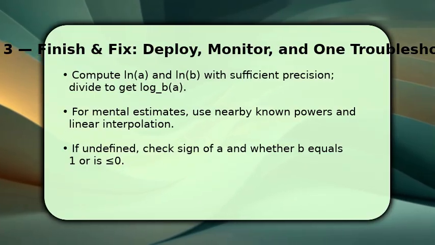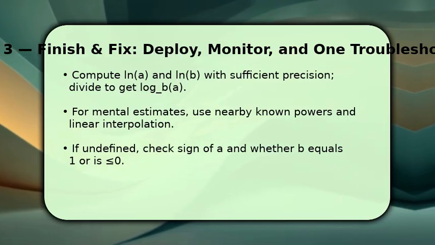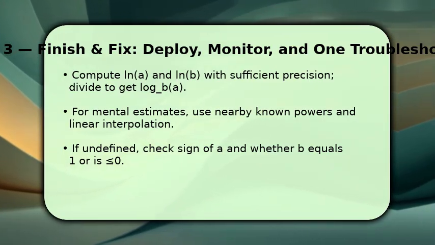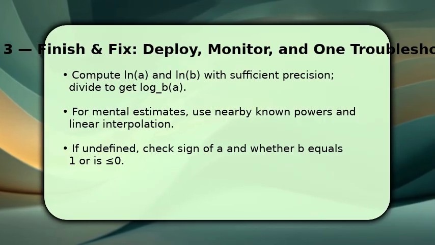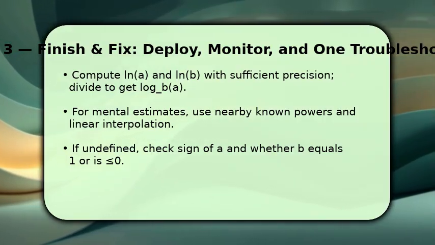Evaluate ln a and ln b to adequate precision, then divide to get log b, a. If you need a quick estimate, locate the nearest known powers and interpolate. For example, if it is between 10 and 100, its log 10 lies between 1 and 2.